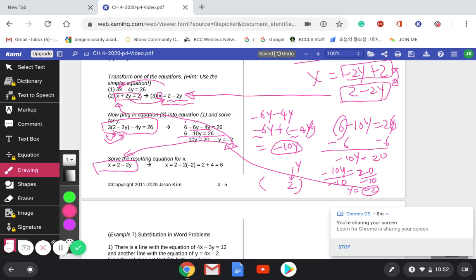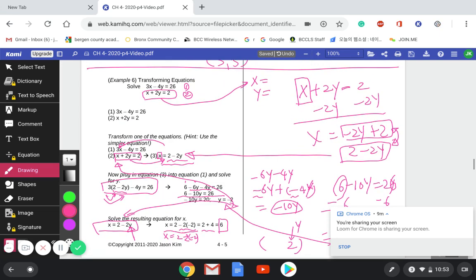If I substitute y as negative 2, I end up with x equals 2 minus 2 times negative 2. Because this is 2 minus negative 4, 2 times negative 2 gives positive 4, so 2 plus 4, and 2 plus 4 is 6. So these are the typical substitution method problems.